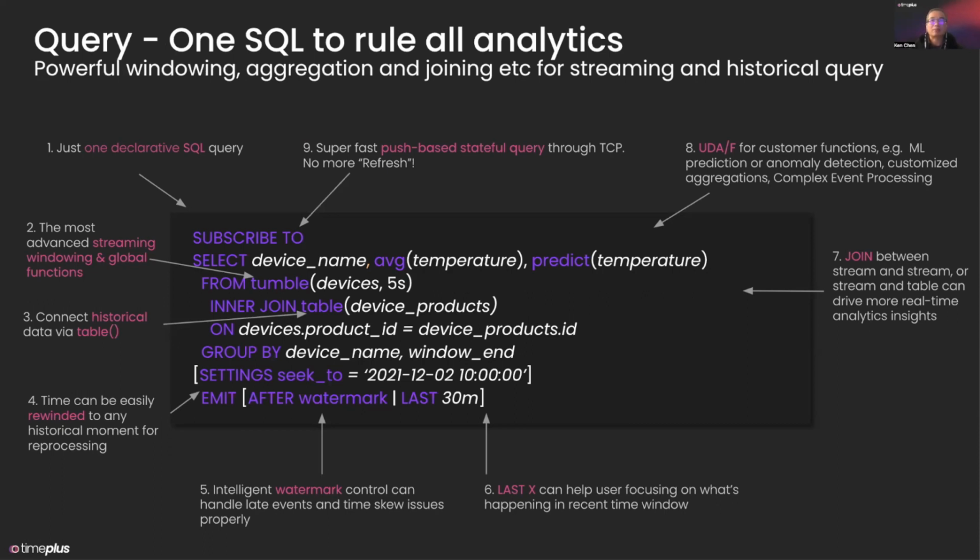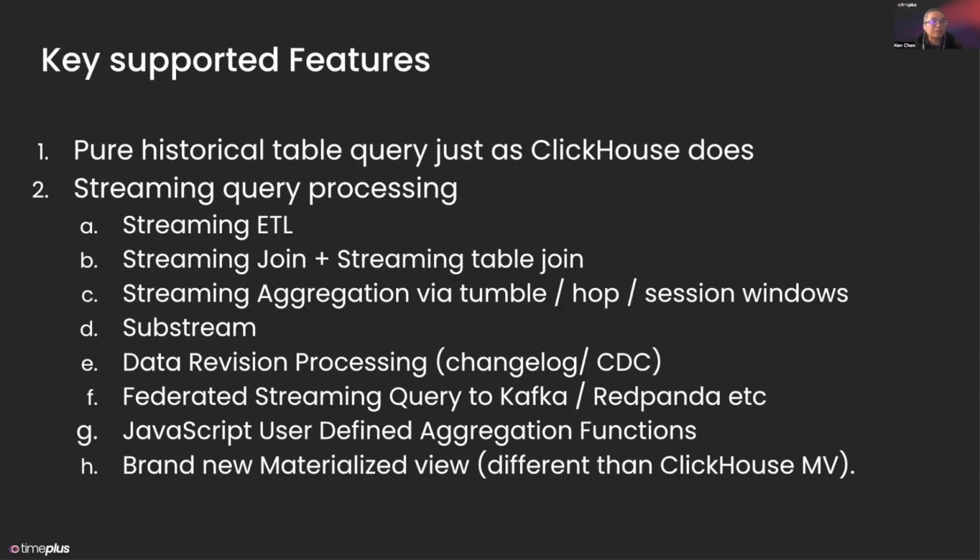We also provide lots of extensibility, like using JavaScript to provide user-defined functions and user-defined aggregation functions. Beyond pure historical table query processing like ClickHouse does, Proton as a streaming solution provides most of the streaming functionality that the popular streaming solution Flink provides, like streaming ETL and streaming joins.